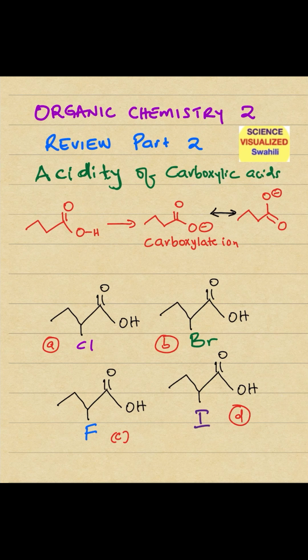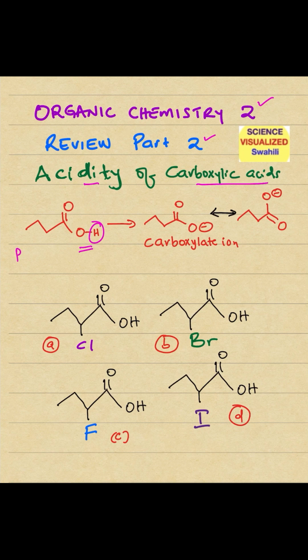Hello and welcome. This is Organic Chemistry 2, where we're looking at review part 2, focusing on the acidity of carboxylic acids. Carboxylic acids contain a carbonyl group and an OH. That hydrogen is quite acidic, so you can lose that hydrogen. We will say that strong acids will easily donate the hydrogen, while weak acids will not donate it easily.